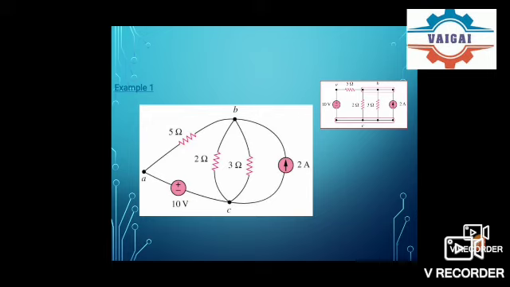Then loops. A closed path is a loop. 10 volt, 5 ohm, 2 ohm, that is A, B, C, is one loop. And B and C with 2 ohm and 3 ohm is the second loop. And finally, 3 ohm and 2 ampere is the third loop.